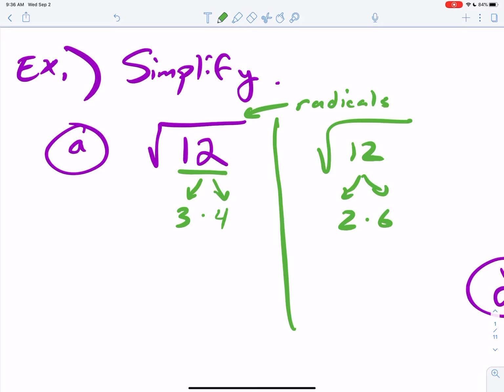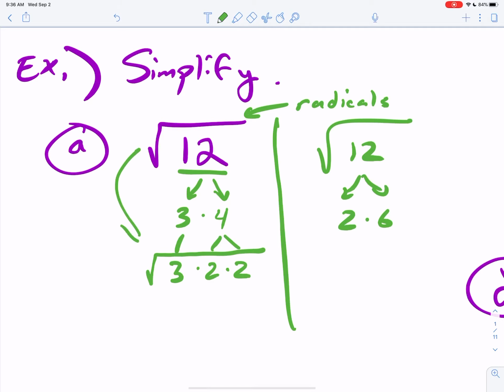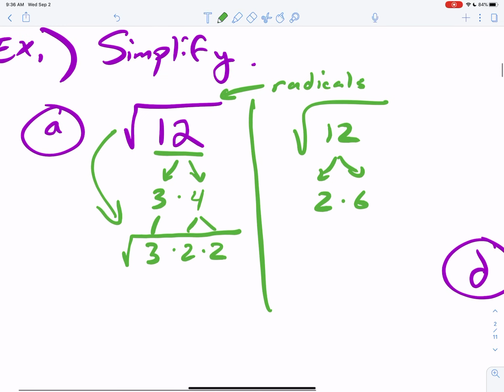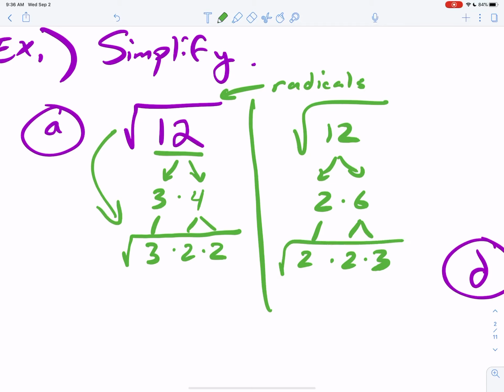So for instance, 3 cannot be broken down anymore because the only factors of 3 are 3 and 1. So I'm just going to bring that down. But 4 can be broken down as 2 times 2. This is all under the square root. So this is the same thing as that. We just factored it. Now let's say you thought it was 2 and 6. Well, 2 can be brought down as 2 because you can't break it down. But 6 can be broken down into 2 times 3. Notice how you end up with the same 3 factors on the inside: a 3 and two 2's.